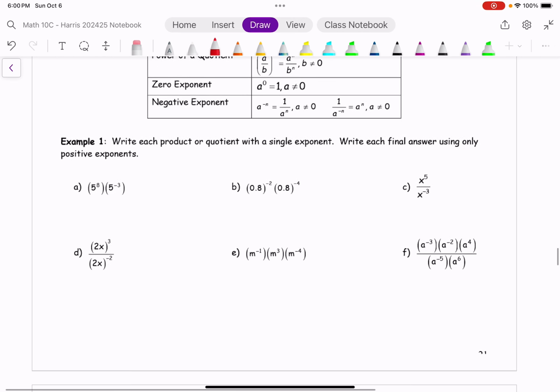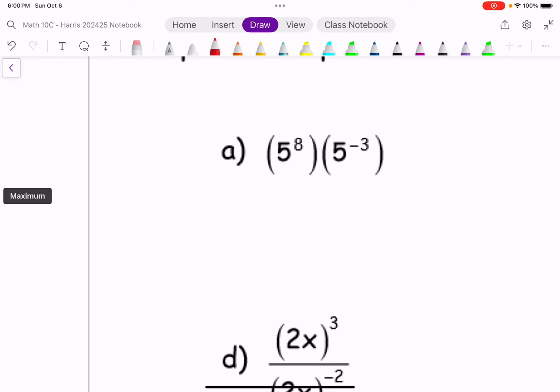So I'm going to do a quick little recap, and then I'm going to do some word problems, and you guys are going to finish this lesson by yourself. It says write each product or quotient with a single exponent, but we need to make sure that we have our answer with only positive exponents.